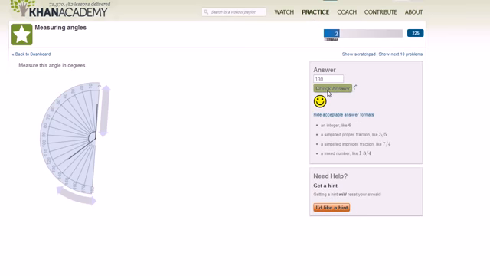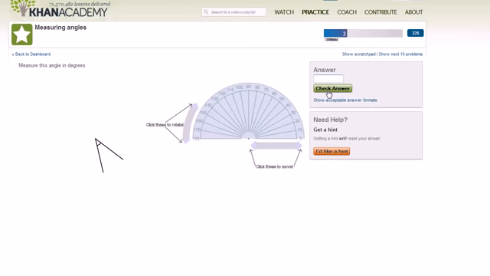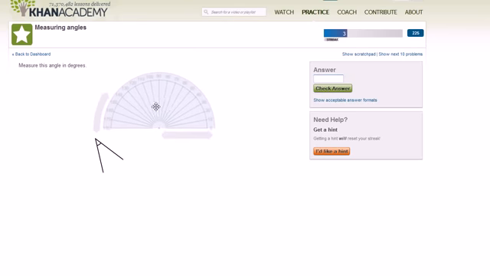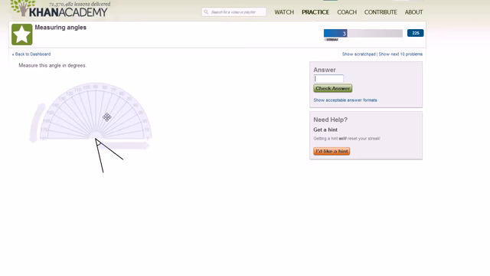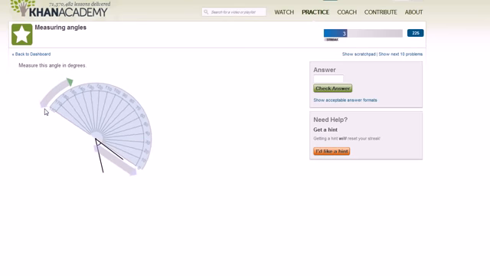Let me check my answer. Very good, I got it right. It would have been embarrassing if I didn't. Let's do the next question. I'll do a couple of examples like this. So once again, let us put the center of the protractor right at the vertex right over there. And let's get this 0 degree side to be on one of these sides so that this angle will be within the protractor. So let me rotate it this way.